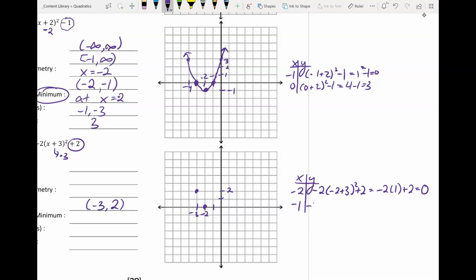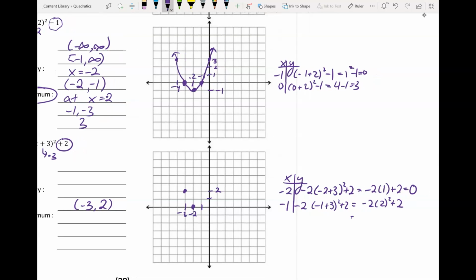We can do it for x equals -1 now. -1 plus 3 is 2. Two squared is 4. -2 times 4 is -8, so this is -6. So we have a point at -1, -6.